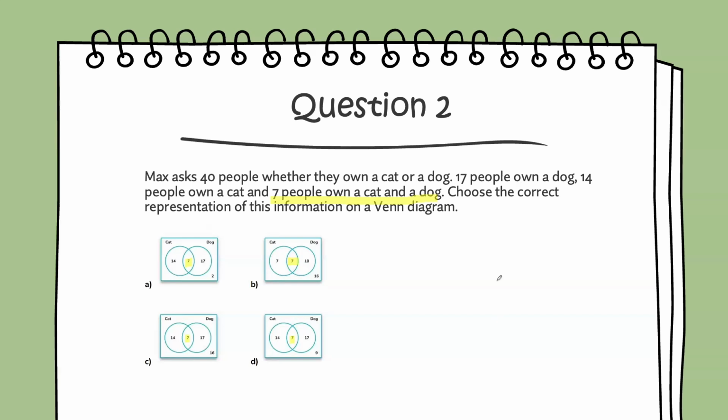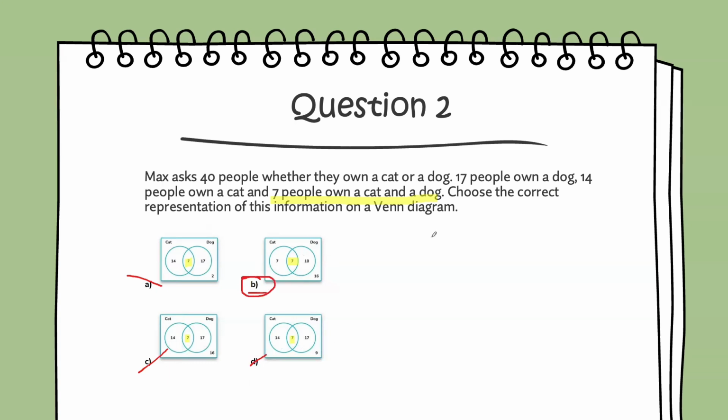Now what it says is that 17 people own a dog. So if we look at the dog section here, this number plus 7 should in total add up to 17. In this case, we already have 17 here, so we know that that's incorrect. So we can cross option A out. This one over here, we have 10 and then we have 7 here, so that adds up to 17. So this is a potential correct answer. This also has 17 here, so that's also incorrect. This also has 17 here, that's also incorrect. So that means B must be the correct answer.